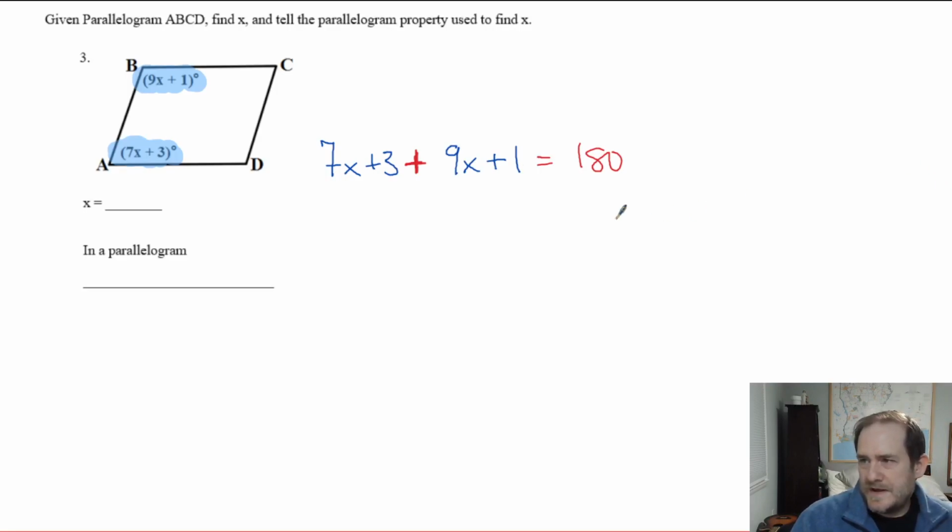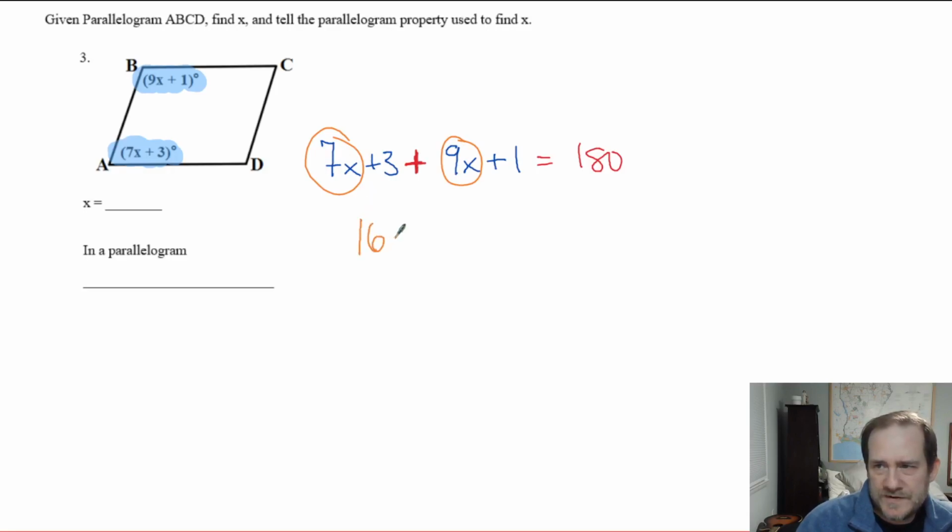And of course if I have two different things on the same side of the equation, then I want to simplify them like normal. I've got a 7x and a 9x. Just combine them. That becomes 16x. Then I've got a 3 and a 1. So that becomes a plus 4, and that whole thing now equals 180. So now I'll start doing algebra.